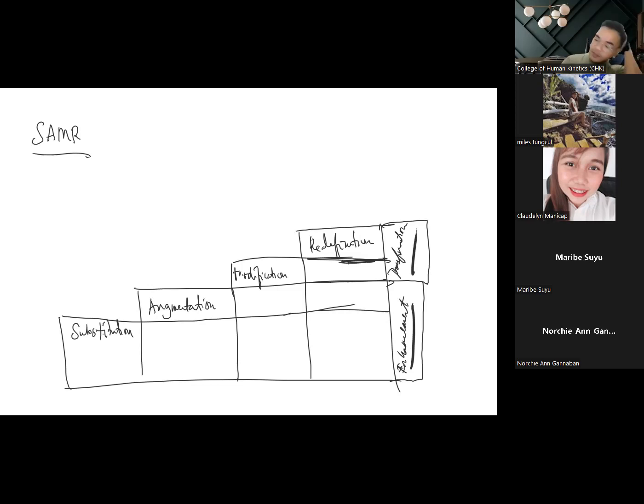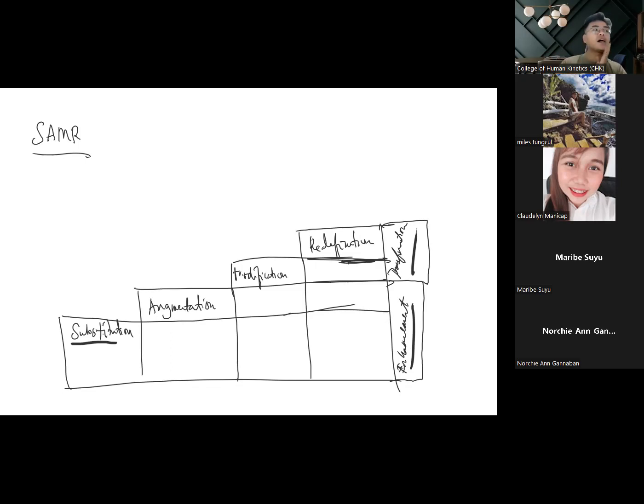Now, what is all about substitution? Well, substitution is from the word, what's the root word of substitution? Substitute. So magpapalit ka lang, papalitan mo lang yung technology na ginagamit mo without changing the function. Okay, without changing the function. So there is no functional change here, but only the tool that you are using. So we call that substitution. When there are already functional changes, it could be augmentation, modification, or redefinition. Okay? So let me give you an example of how substitution happens.